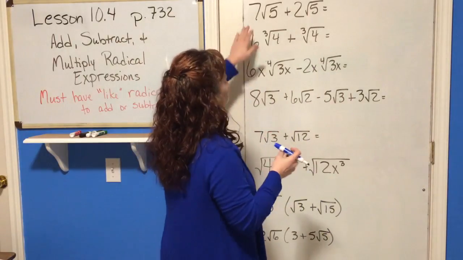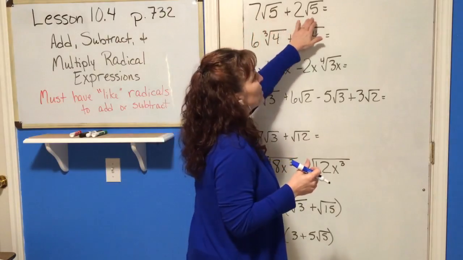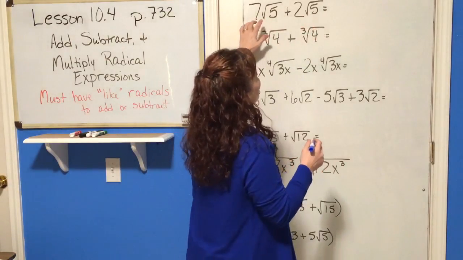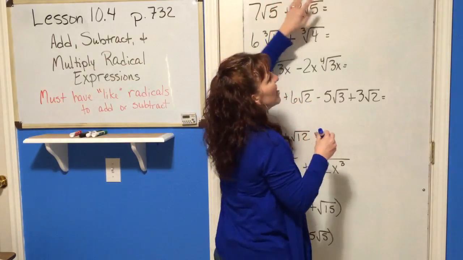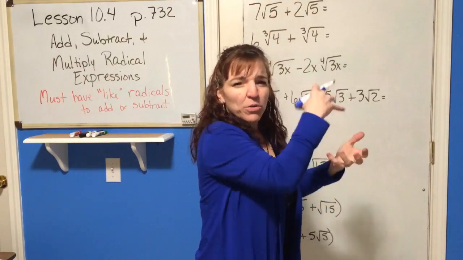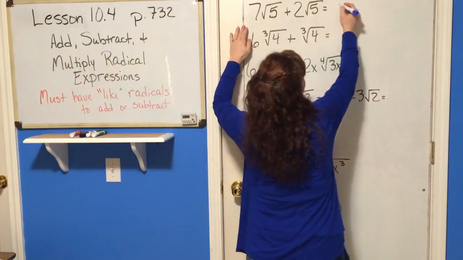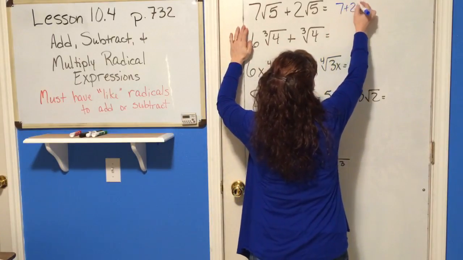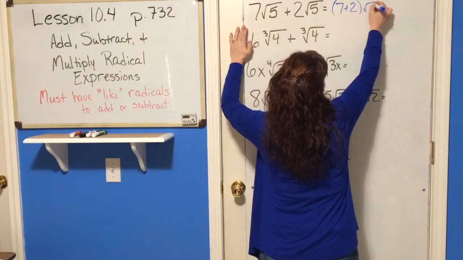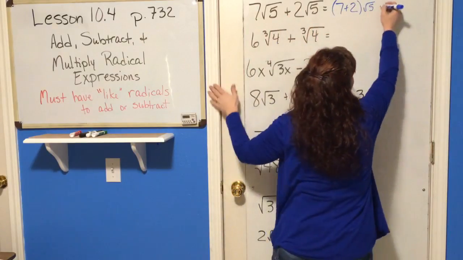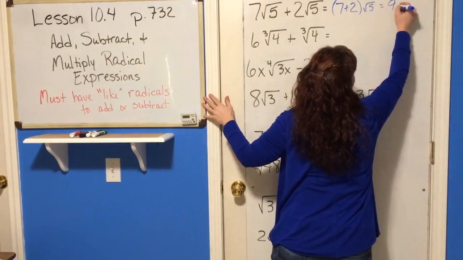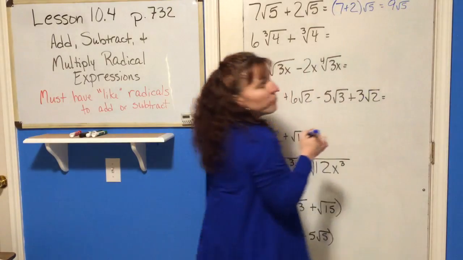Here we've got 7 times the square root of 5 plus 2 times the square root of 5. So we've got 7 of these plus 2 more of these, so we can do the backwards distribution and say this is 7 plus 2 times the square root of 5, because both of these are square root of 5. So 7 and 2 are 9, so 9 square root of 5, and you're done.